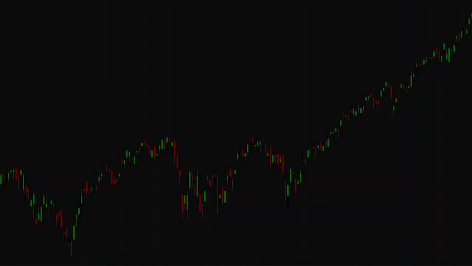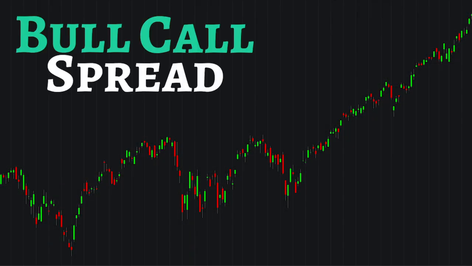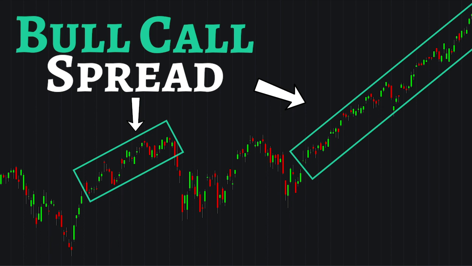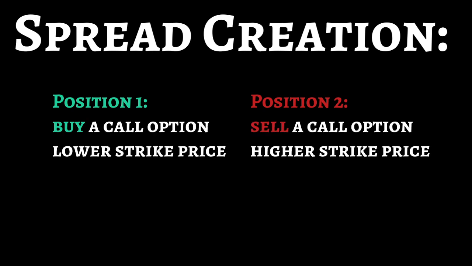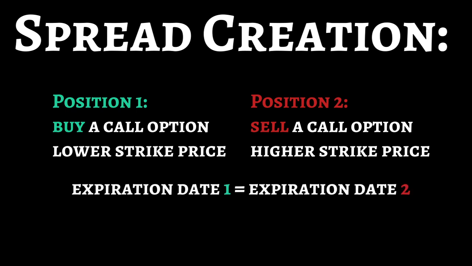To start, let's cover when you should be using a bull call spread. This strategy should be utilized when you think the underlying stock will be going up over a certain period of time, but not by much. To properly create this spread, you would buy a call option and sell another one at a higher strike price relative to the first. Both of these options would have the same expiration date.